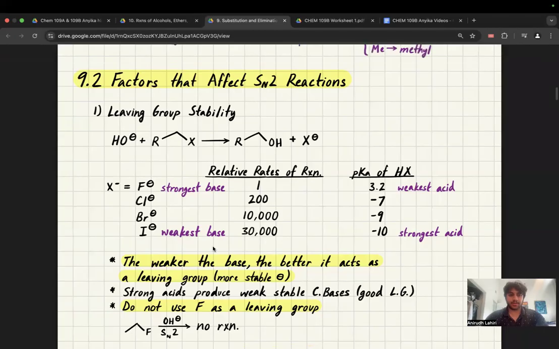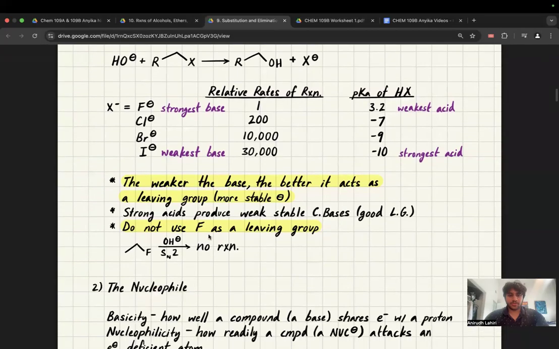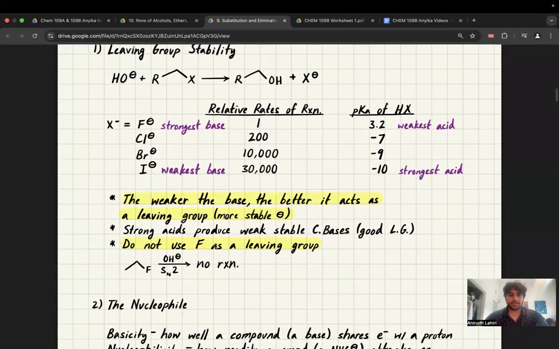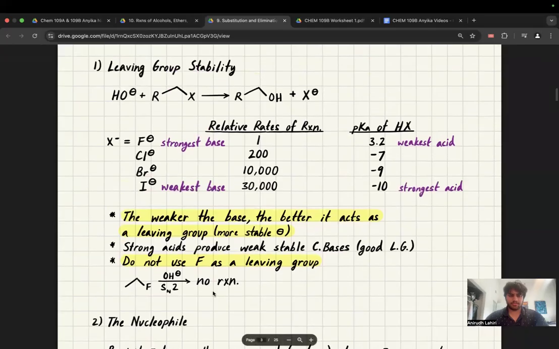And we know that the bigger the group is that's stabilizing the negative charge, the better it's going to be. So we do not use fluorine as a leaving group. Fluorine is a really bad leaving group. And we'll see an example of where it goes anti-Markovnikov, or sorry, not anti-Markovnikov, but it'll not leave in the way that you think it would.